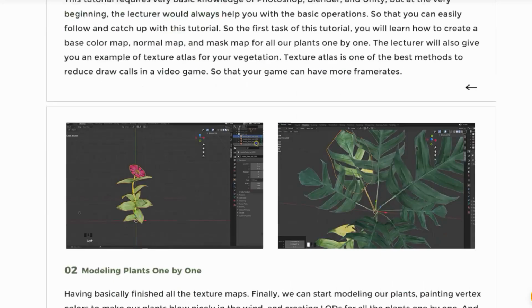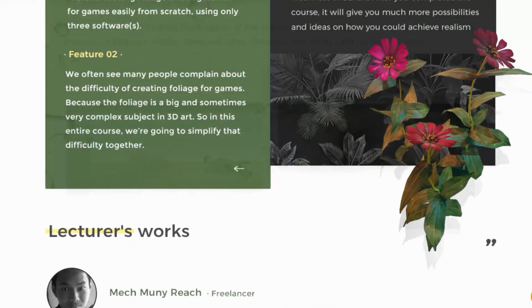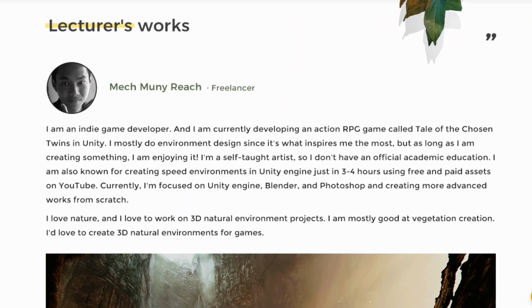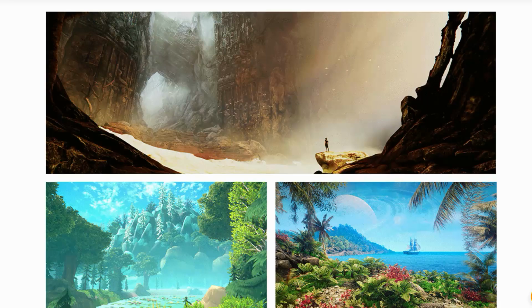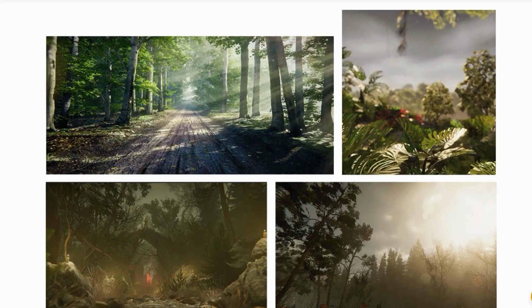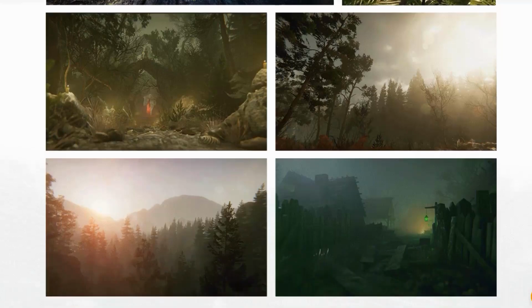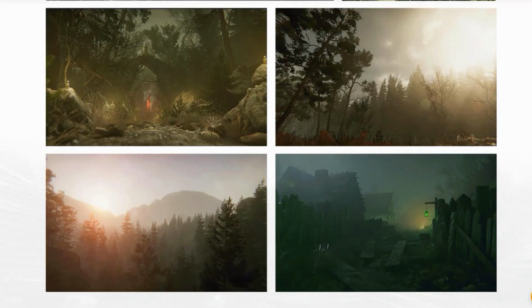This course is presented by Mooney Rick, who is an indie developer currently developing an action RPG game. His environment art portfolio is very strong and it shows his attention to detail.